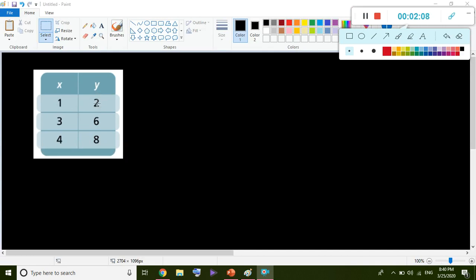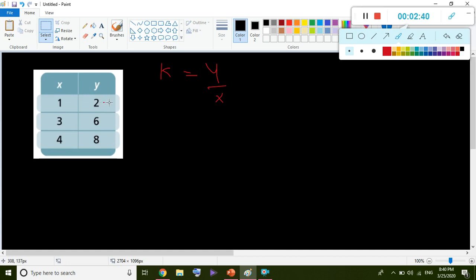So what we're going to do, based on the tables, we have the x, which is the input, and y, which is the output. We said k equals y over x, right? So we're going to find k for each input and output, and we're going to see if all k's are equal. If k here and k here and k here are equal, it means it's a direct variation. If they're not equal, it means it's not a direct variation.